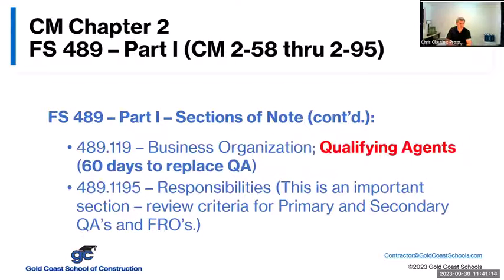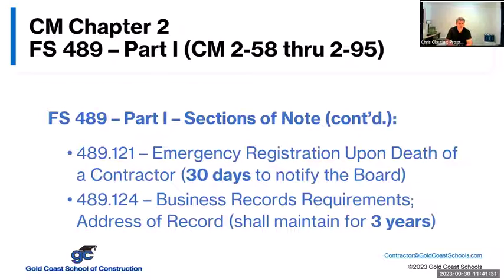And section 119, business organizations. This is that qualifying agent that's 60 days to replace. And then you have the responsibility section in 1195. And that's all covered in the summary, but it's also covered in more detail within the statute itself in this section. Section 121, that's the emergency registration upon death of a contractor. 30 days is the key there.